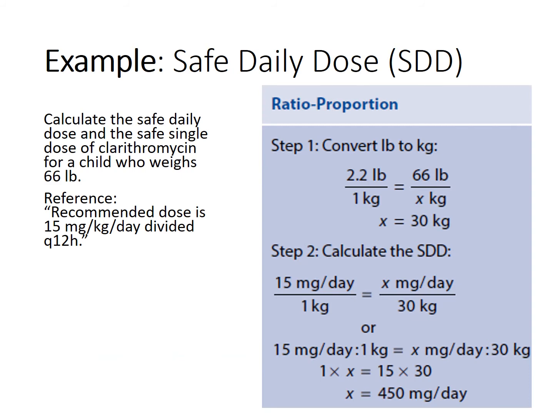So a safe daily dose. So for this medication, the recommended dose is 15 milligrams per kilogram per day divided Q12 hours. So there's a few steps here. First, we're going to convert pounds to kilograms, right? So this child weighs 66 pounds. So doing the quick math, we have 30 kilograms. Now we're going to calculate the safe daily dose. So the daily dose is 15 milligrams per day, right, per kilogram. And we're going to do the math, and we know that the safe daily dose is 450 milligrams per day.